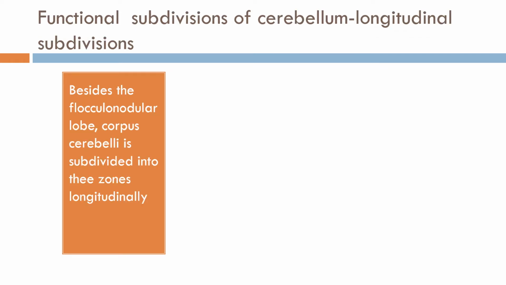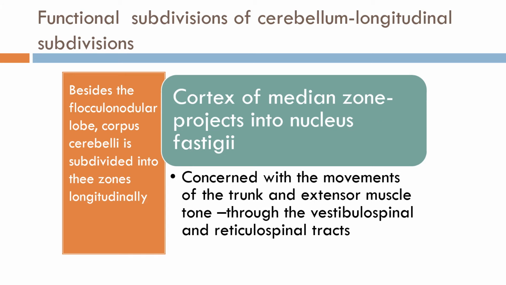Now comes the functional subdivisions of the cerebellum, or the longitudinal subdivisions. Besides the flocculonodular lobe, the corpus cerebelli is subdivided into 3 zones longitudinally. One is the cortex of the median zone, which projects into the nucleus fastigii. This is concerned with the movements of the trunk and extensor muscle tone only, through the vestibulospinal and reticulospinal tracts.